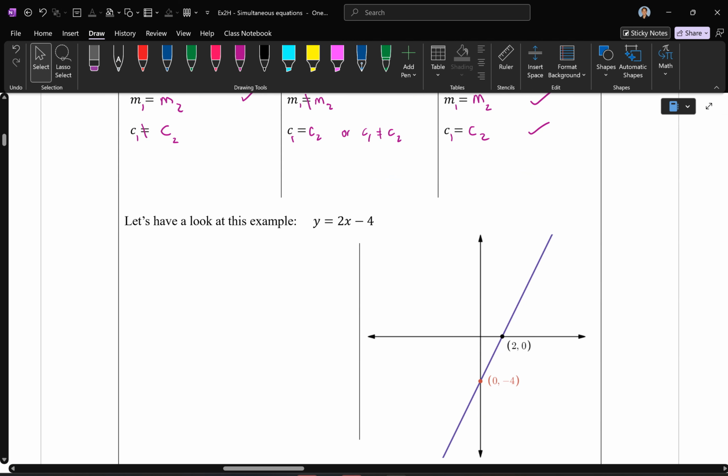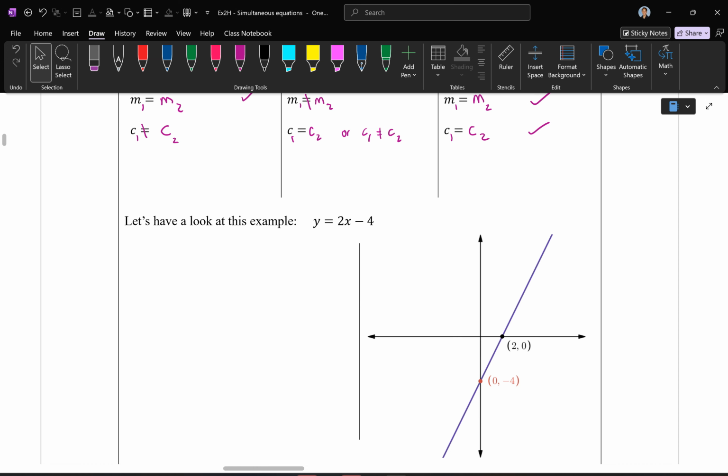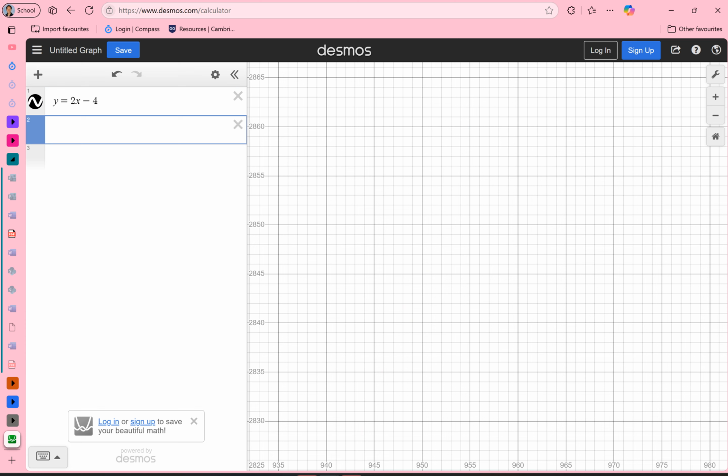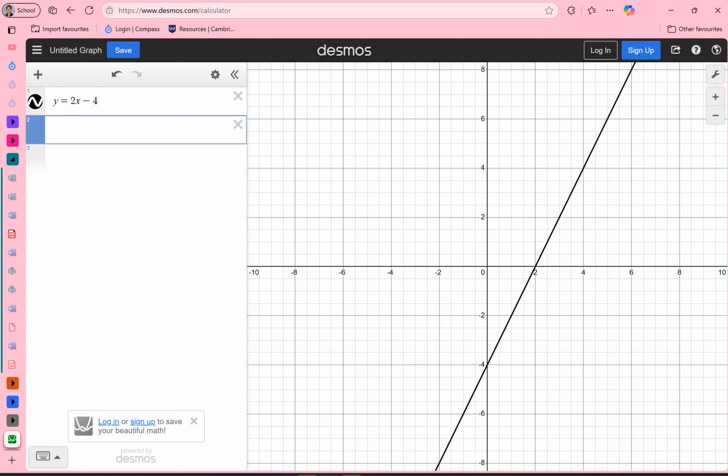I usually then type another equation with the same gradient, different y-intercept, and you'll see that it will be parallel or will not be parallel. So if I go back to Desmos, let's do it. As an example, y equals 2x minus 4. This is what it looks like. If I type another equation, if I keep the same gradient, so 2x, you notice it's already parallel. Doesn't matter what y-intercept is. If I do 1, it's there. 2, it's there. It's still parallel. But as soon as I do minus 4, it's the same line, so infinite solutions.